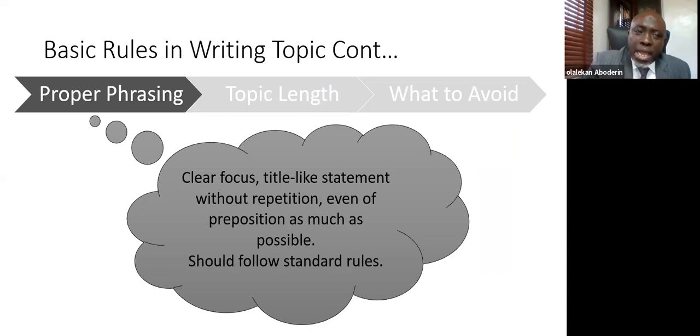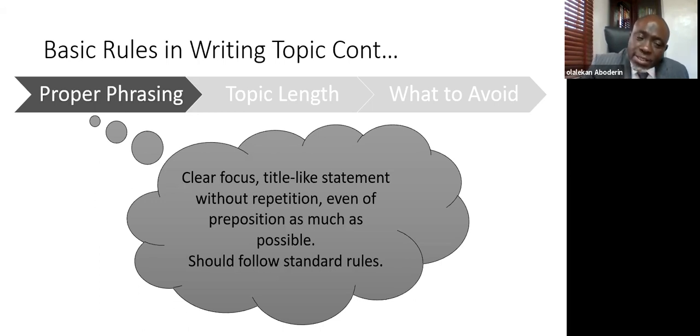For a topic that is properly phrased, there won't be ambiguity. It has to be title-like. Your topic should not be like a question. It should be a caption, title-like. And it must have clear focus because it's to give direction. If the topic is clear, the candidate will see through whatever he or she has to do. So it should not be ambiguous. It should have clear focus to give direction to what to put together in the technical report.